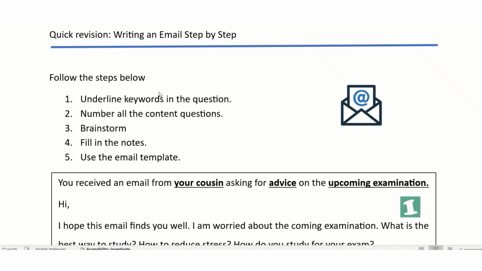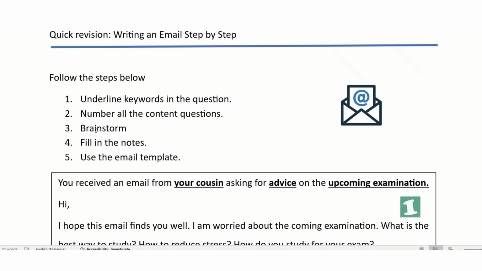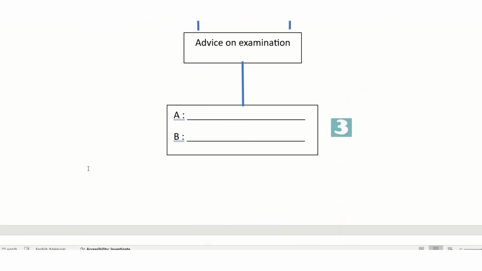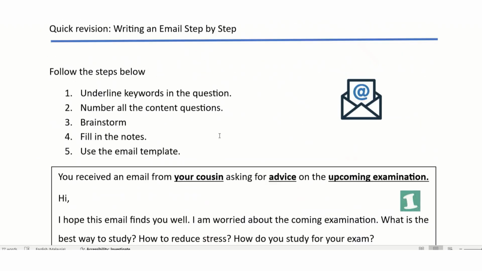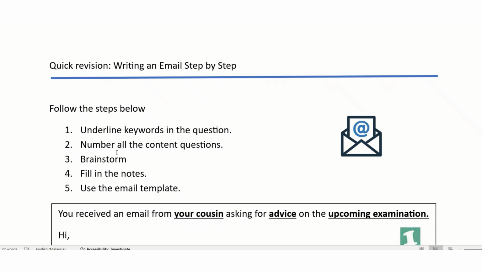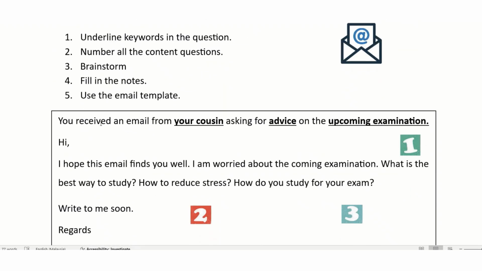And in this video I'd like to share with you another worksheet that I use to do a quick revision on writing an email step by step. What I mean by that is I break down the process of writing an email into a few steps, and there are 5 steps here, and then there are a few activities that they need to do before they can write the whole email. So the 5 steps are: underline keywords in the question, number all the content questions, brainstorm, fill in the notes, and they need to use an actual email template to help them write the email.